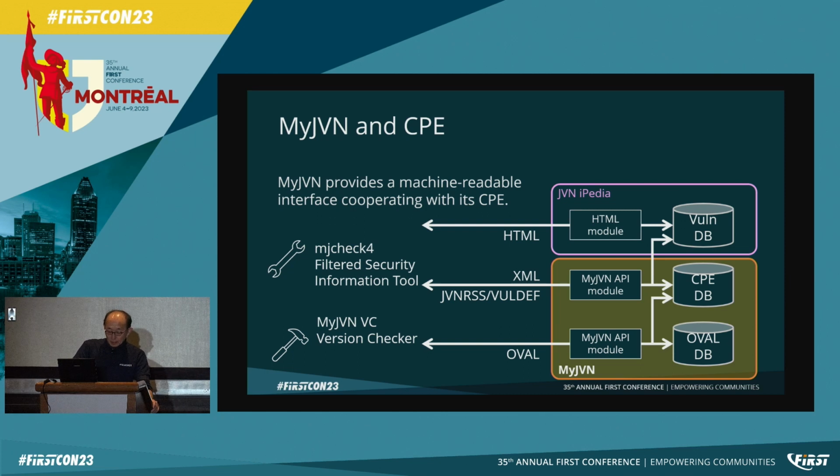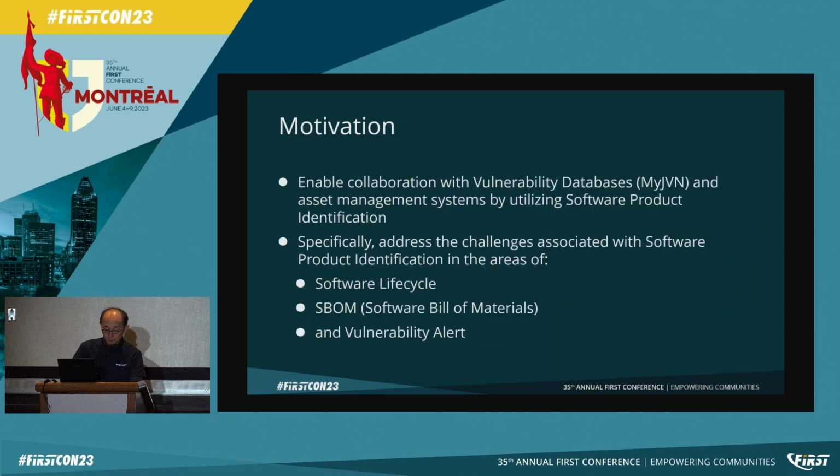By leveraging the CPE and the overall database, MyJVN enables automated version comparison and alerts users to any vulnerability updates associated with their installed software version. The primary motivation behind this initiative is to foster collaboration between the vulnerability database and the asset management system through the utilization of software product identification.